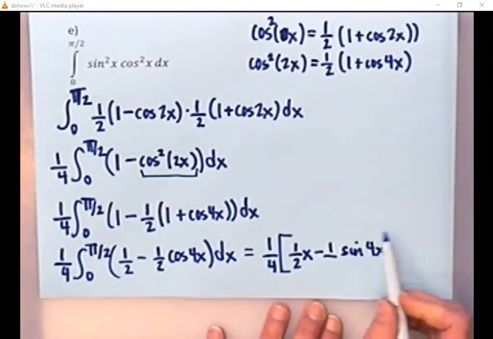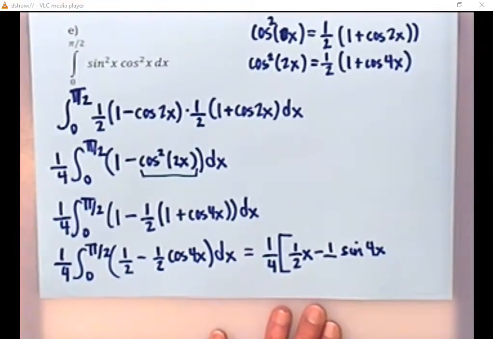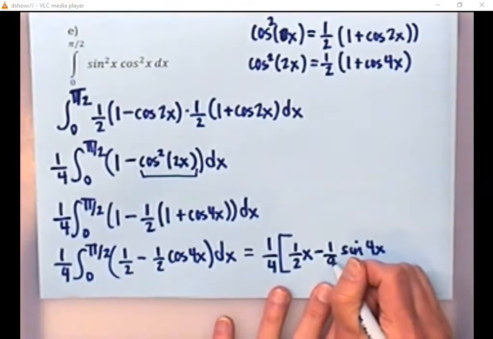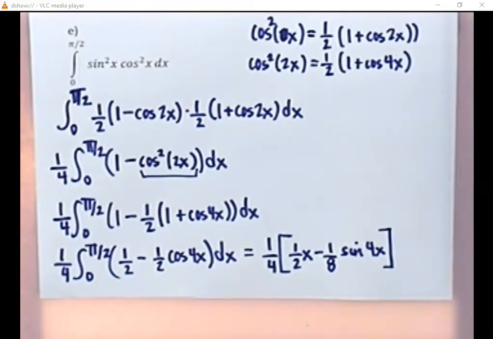And then remember, how do we adjust for the 4? Anyone remember what we have to do if there's a 4x inside? Divide by 4, right? Or multiply by a 1/4. So now instead of 1/2 here, what will it be? 1/8. Good. Yep. So the integral of cosine is sine. You don't have to change signs.